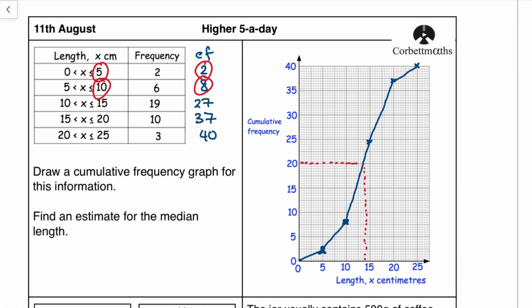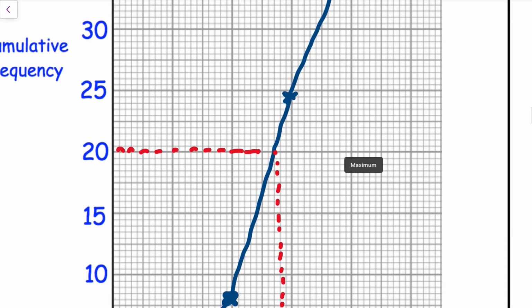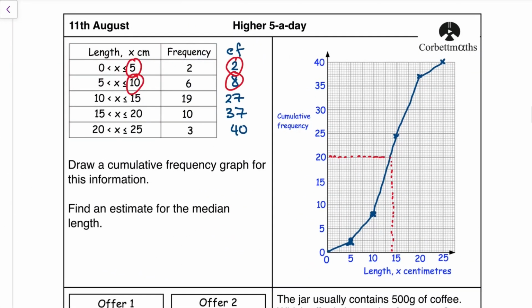Now, if this is 20 and I go down from here, because I've drawn a straight line, I've drawn it much more accurately, which means I can get my median. Again, I've done it on an iPad, but I'm going to zoom into this point here. I can see that looks to be about 13.5. So my median is 13.5. Again, cumulative frequency graphs, easy marks, but also easy marks to miss.